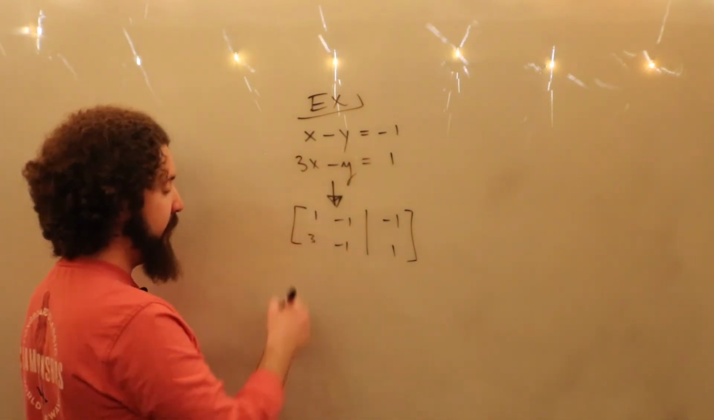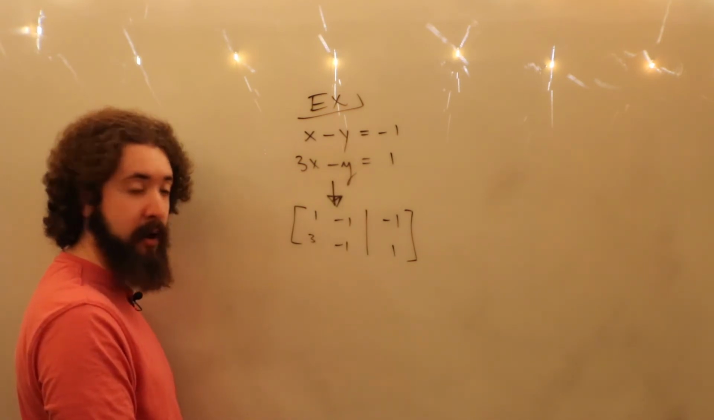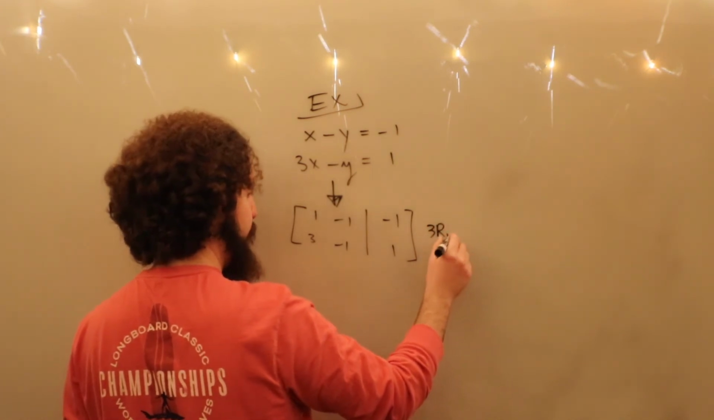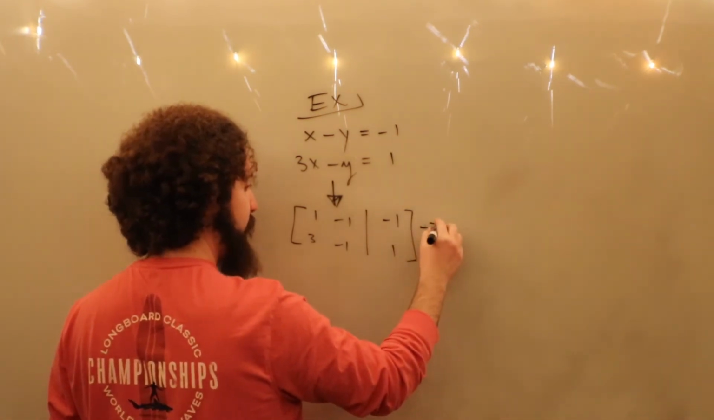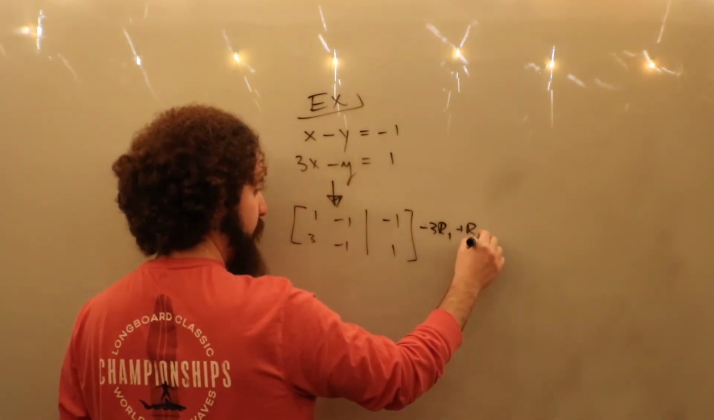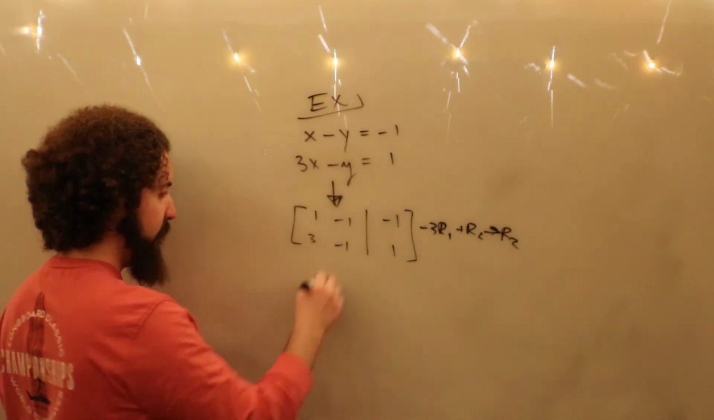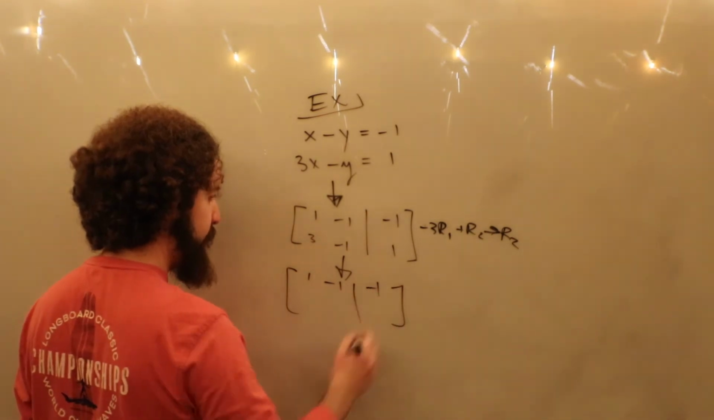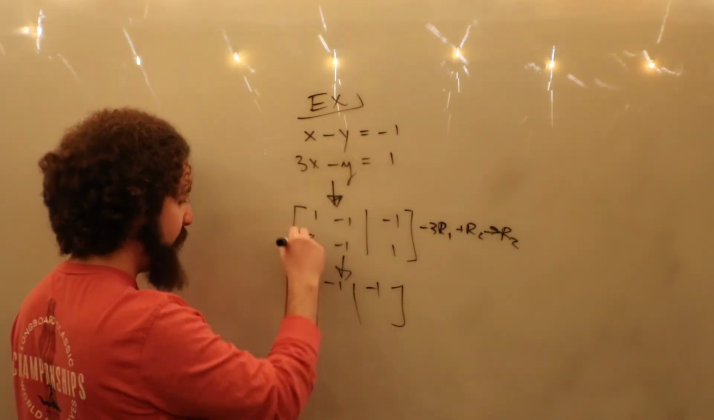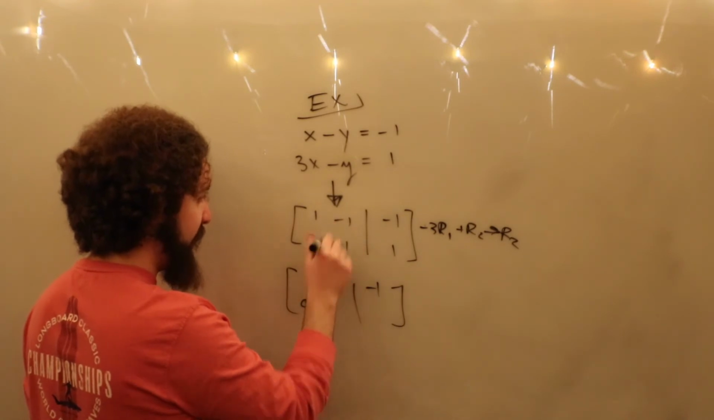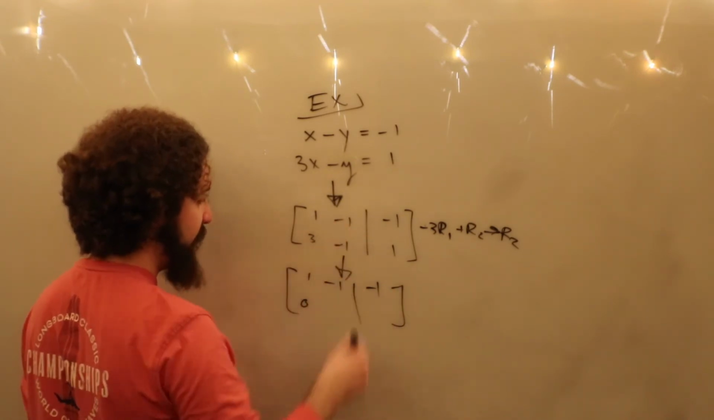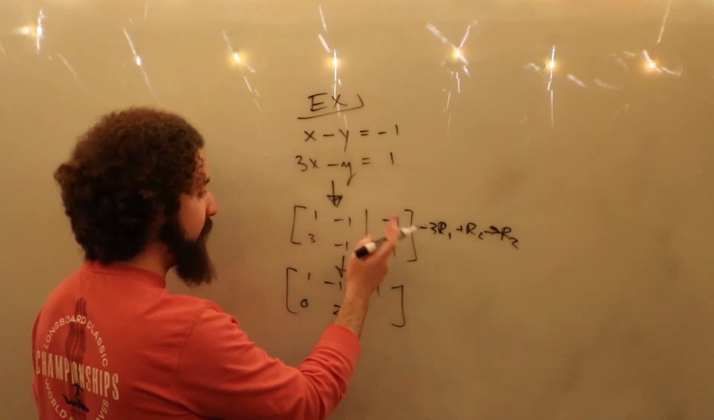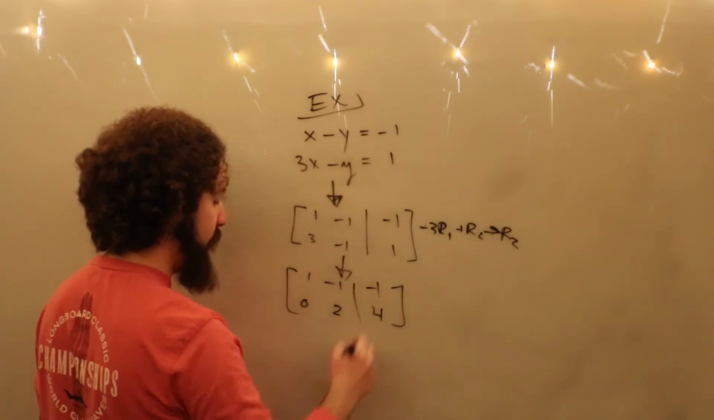So since there's a 3 down here, we're going to want to get rid of that and turn it into a 0. So the first thing we want to do is multiply -3 times row 1, and add it to row 2, and replace row 2 with that. So what do we get? Well, row 1 stays the same, and row 2 becomes -3 plus 3 is 0, -3 times -1 is +3, plus -1 is 2, and -3 times -1 is +3, plus 1 is 4.